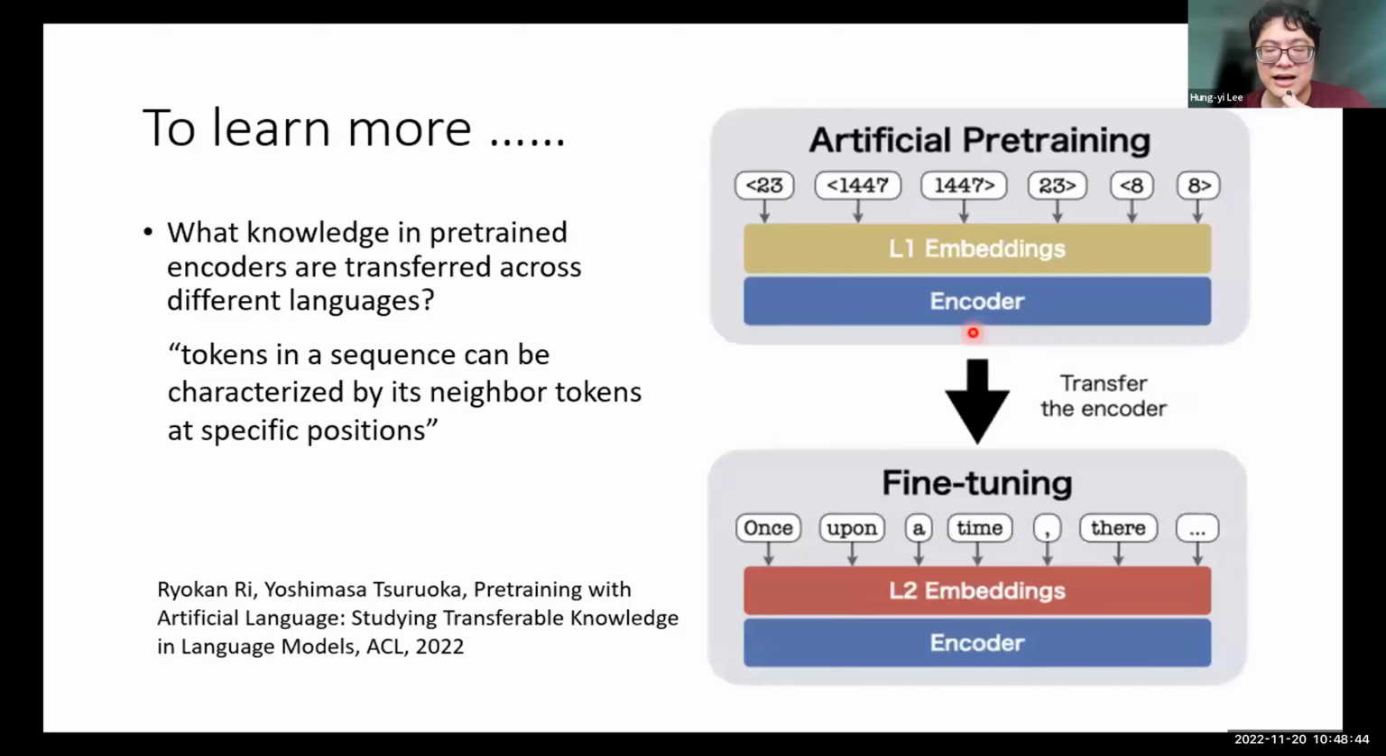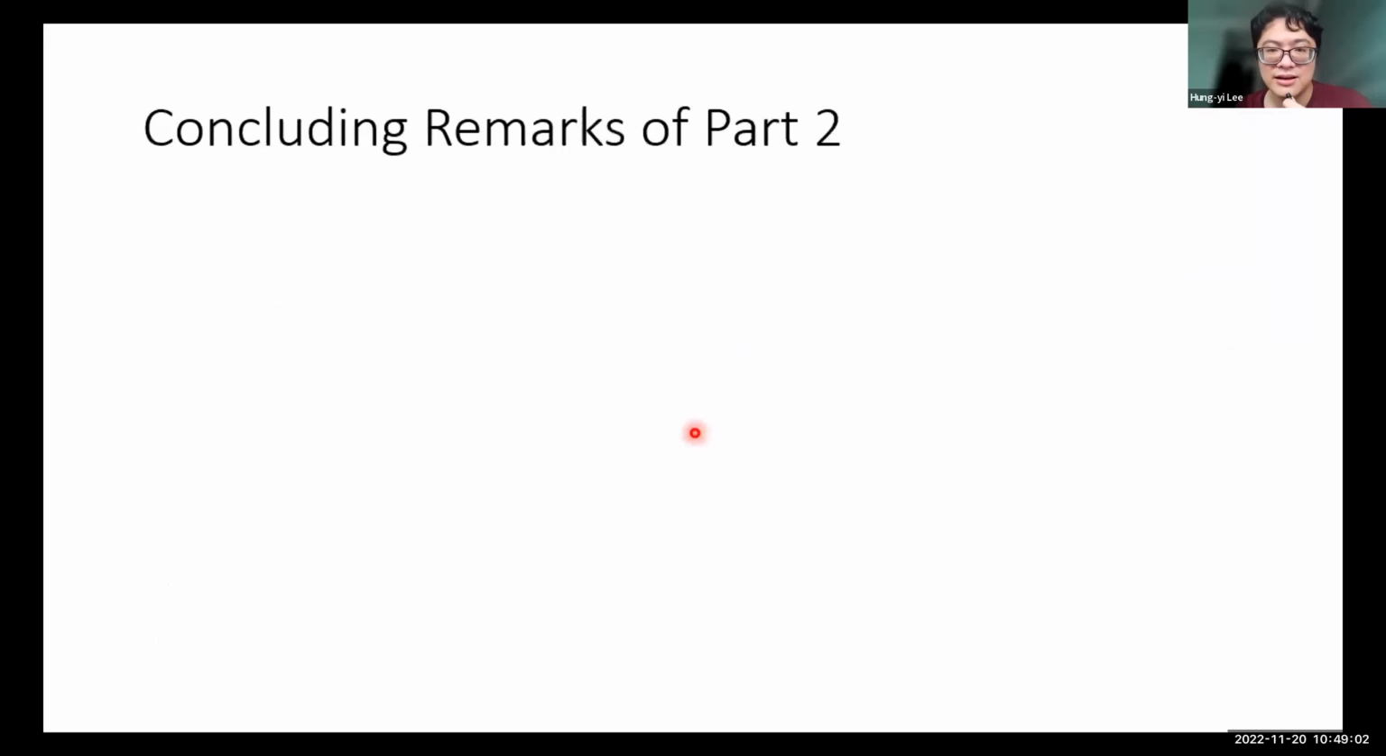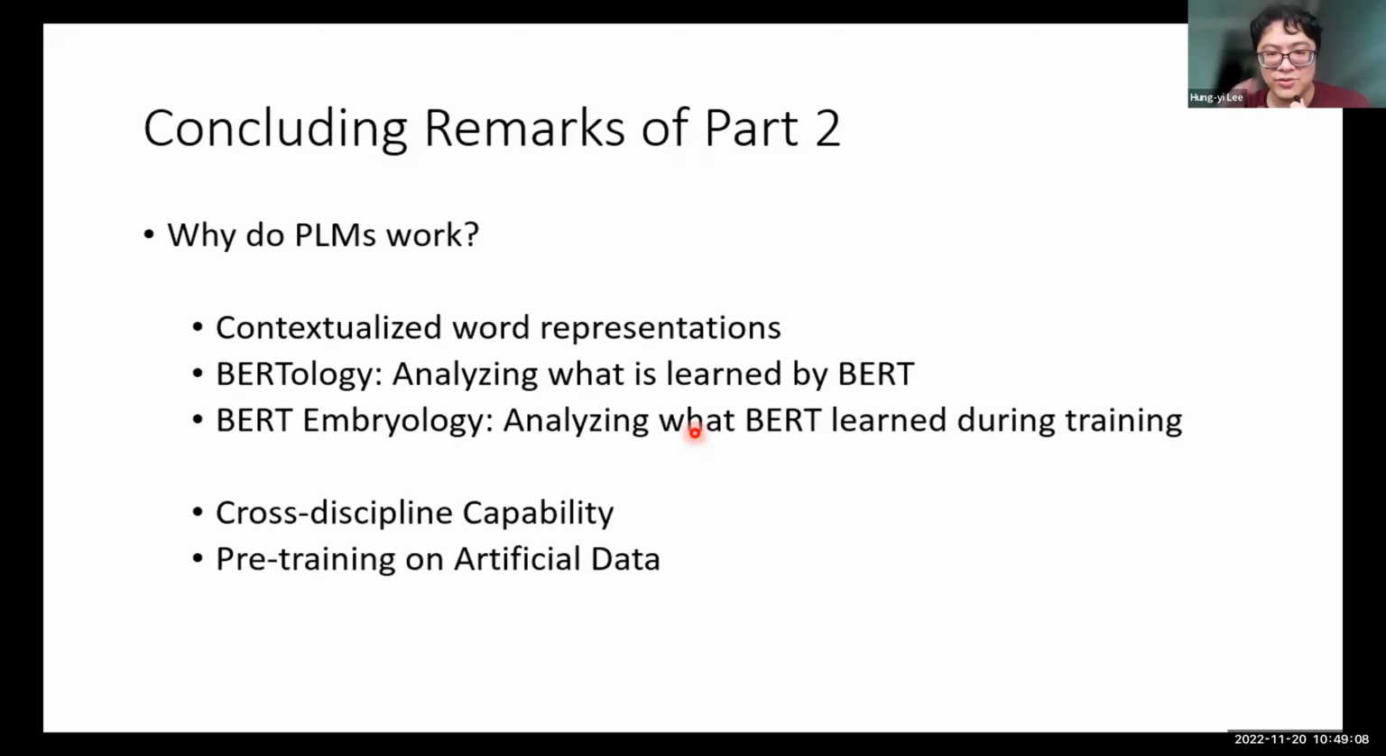And here is another recent paper. They also pre-train their model on artificial language, as what we did in AAAI this year. And they also have a very similar conclusion. They found that a model pre-trained on artificial data can achieve good performance on NLP downstream tasks. Okay, so this is the concluding remark of part 2. Due to time limitations, we cannot go through the concluding remarks.